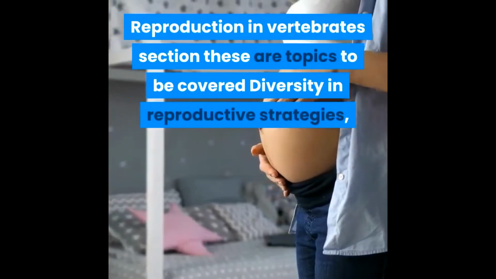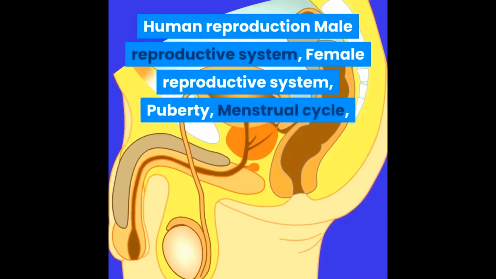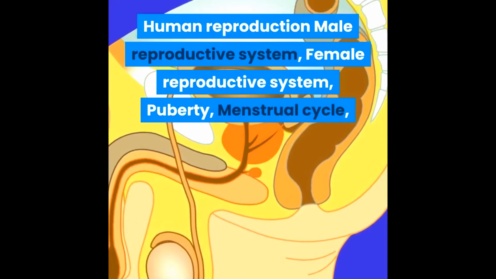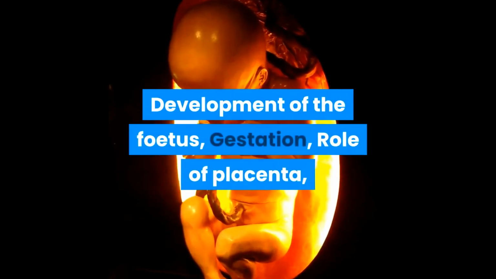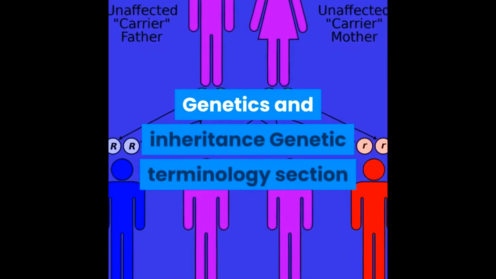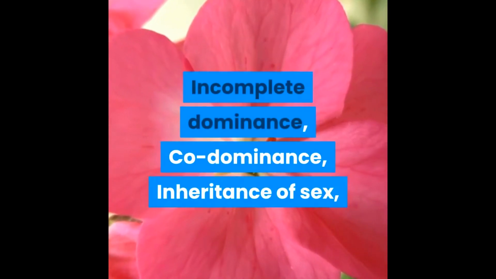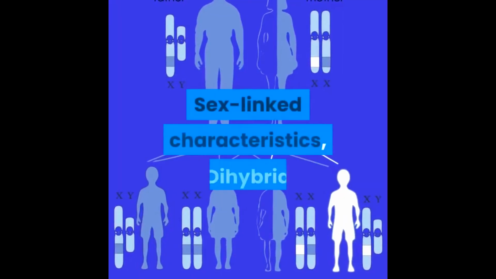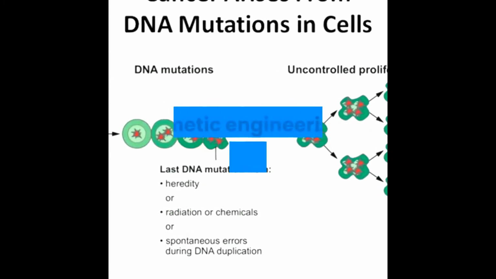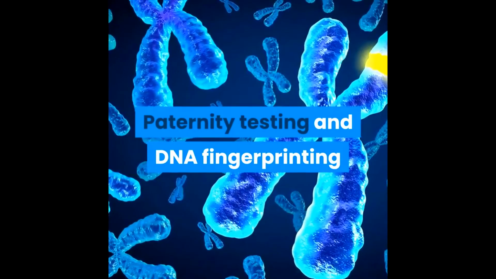Reproduction in vertebrates section, these are topics to be covered: diversity in reproductive strategies, human reproduction, male reproductive system, female reproductive system, puberty, menstrual cycle, development of the fetus, gestation, role of placenta. Genetics and inheritance, genetic terminology section, these are topics to be covered: complete dominance, incomplete dominance, co-dominance, inheritance of sex, sex-linked characteristics, dihybrid crossing, mutations, pedigree diagrams, genetic engineering, genetic counseling, paternity testing and DNA fingerprinting.